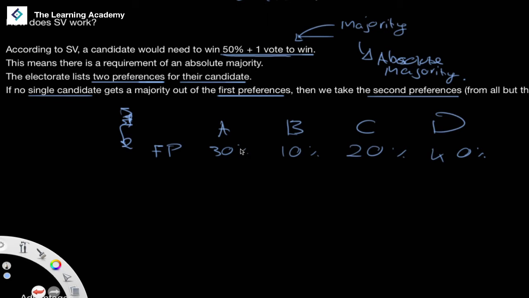None of them have got a majority. So what we do is we then look to the second preferences. We take away the top 2, so we don't count the second preferences for the top 2.